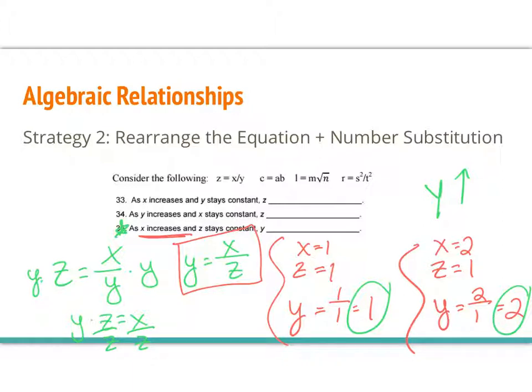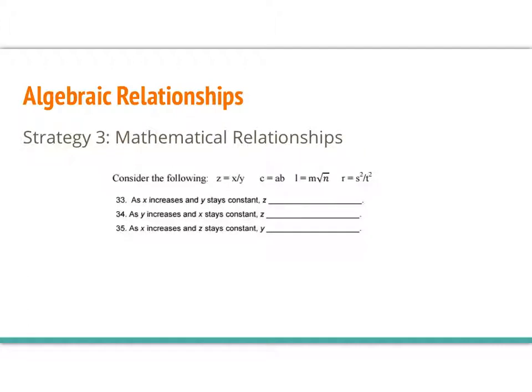Let's move on to our last, and I think our most advanced way to go through these problems. These are our mathematical relationships. These are like direct relationships, inverse, square, anything like that. So let's look at this one right here. As y increases and x stays constant, what happens with z? To start off, we don't have to rearrange, which sometimes you may have to in this type of problem. In algebraic relationships, we're not plugging anything in. We're really just thinking about what we know from math already.